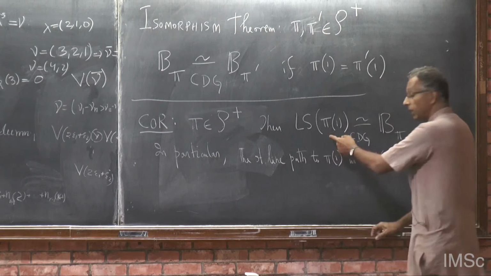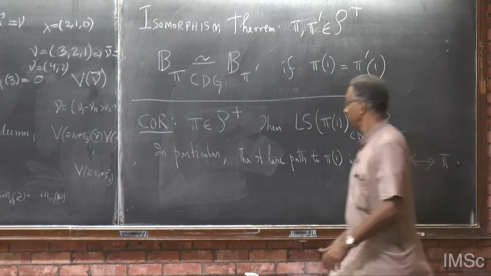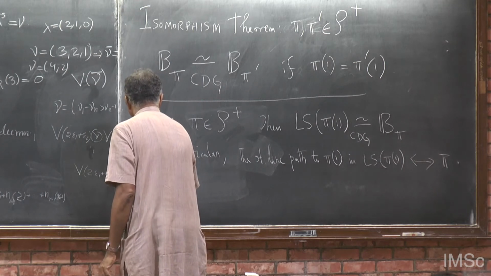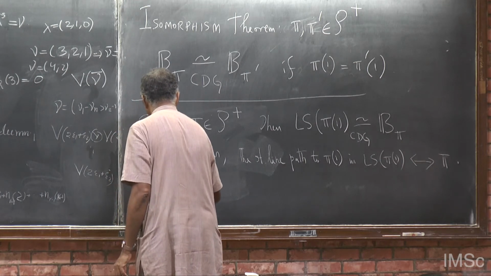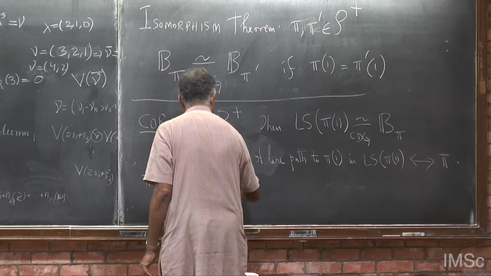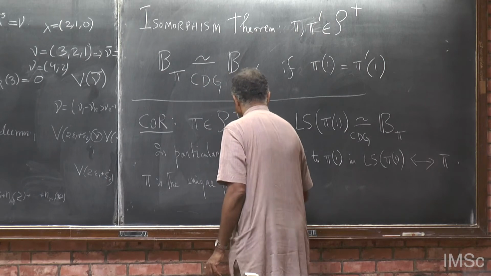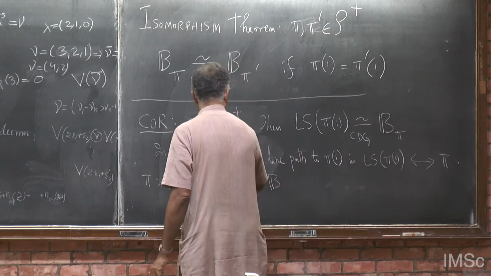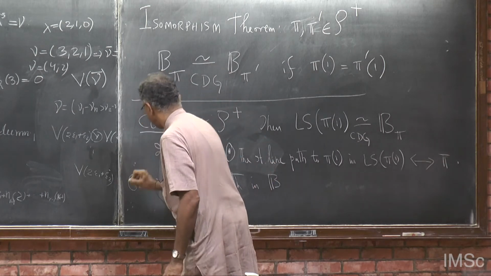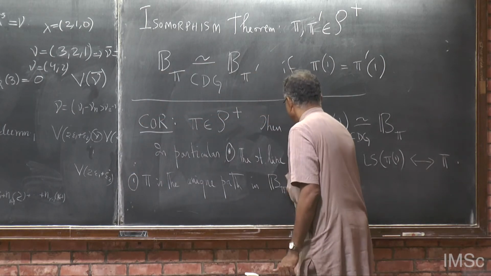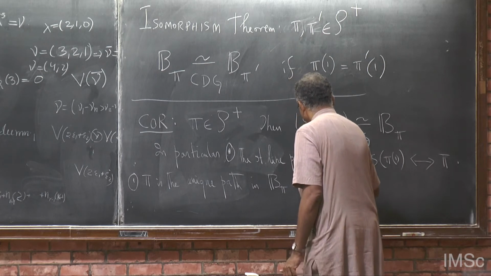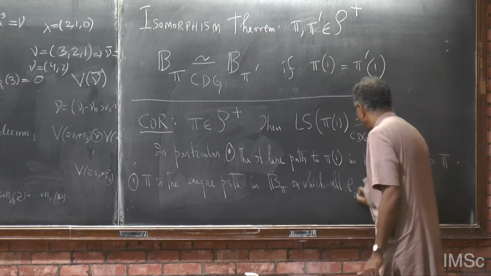since there is a unique path here with that property, so pi is the unique path in B pi in particular. So, if you want, put stars here. This is one item, this is the next item: the unique path in B pi on which all E alpha vanish.